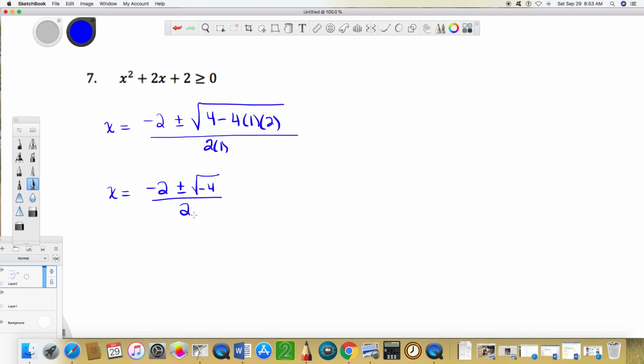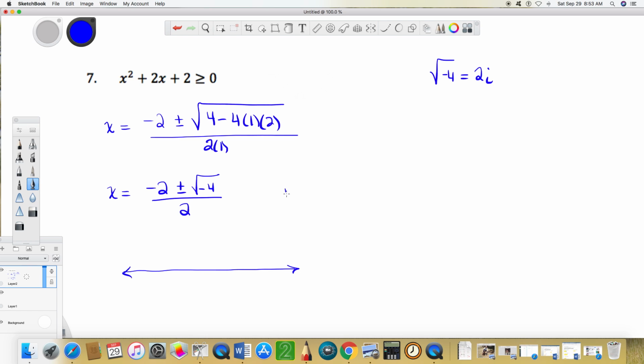Now, when we're doing these quadratic inequalities, we're going to work within the set of real numbers. The square root of negative 4 is undefined in the set of real numbers. The square root of negative 4 is equal to 2i, an imaginary number. So this is undefined in the set of real numbers. So we have to think, well, what does that mean with our number line? What does that mean with my solution set?